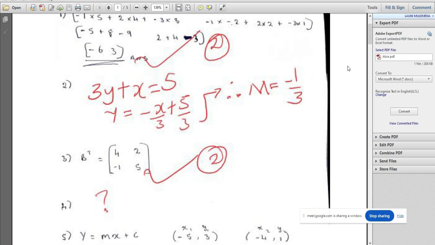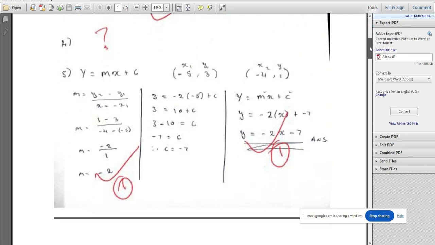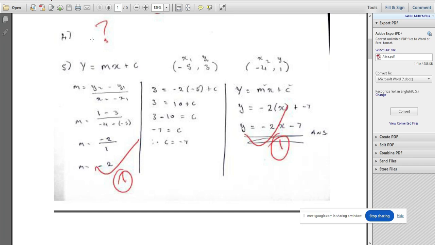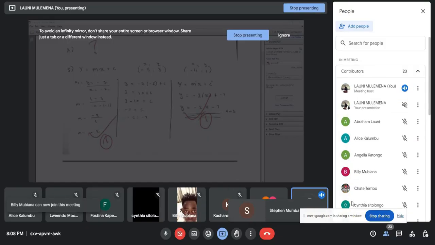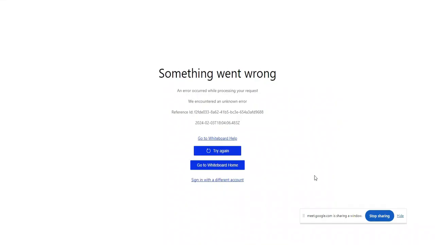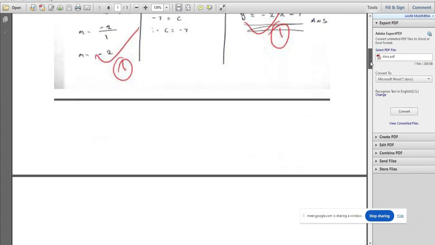And then the next page, there is also question 2, where she calculated. We have a gradient here, m is equal to -2, very important. She also found the value of c, which is -7, and gave the final answer for the equation of a straight line. Very important. Okay. And then thereafter, let me scroll down.